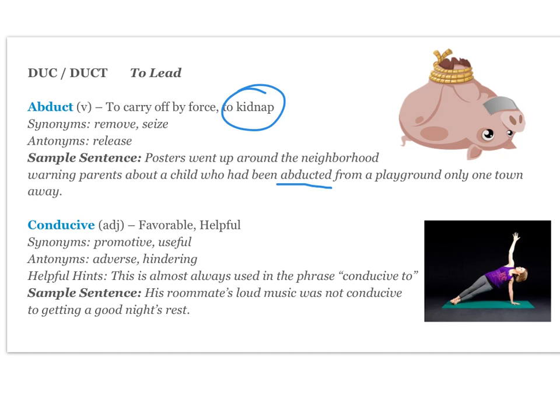Your next word is conducive, which means favorable or helpful. The helpful hint tells you that conducive is almost always used as conducive to. So doing an ab workout is conducive to getting in shape, or I guess that's yoga. Doing yoga might be conducive to being more relaxed, right? So something is conducive to whatever effect you want.